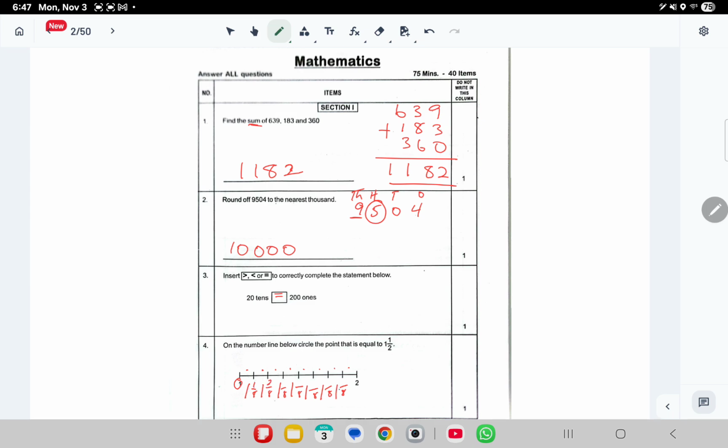And now we count here. This is 1 and 1/8, 1 and 2/8, 1 and 3/8, 1 and 4/8, 1 and 5/8, 1 and 6/8, 1 and 7/8, and this will be 1 and 8 over 8, which is the same as 2. So they said 1 and 1/2. We know 4 over 8 is the same as 1/2. So 1 and 4 over 8 is the same as 1 and 1/2. They said circle the point, so it will be this one.